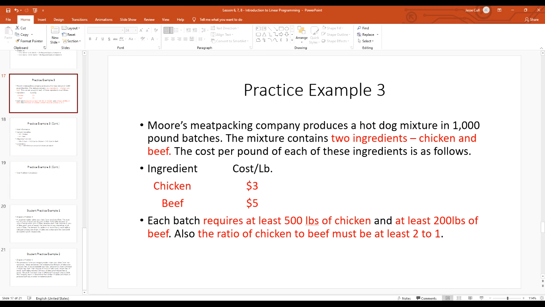We go back and we see that at least 200 pounds of beef is also required. So one more time, we look up here and we see that x2, which is beef, must be greater than or equal to 200. If x2 is less than 200, very simply, we cannot continue. If x2 is less than 200, we do not have enough beef in our 1,000-pound batch, and that does not enable us to make that choice.